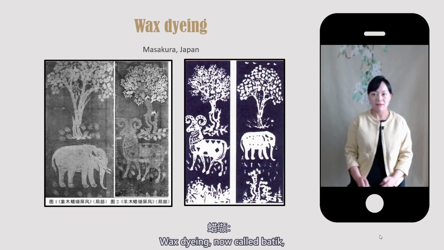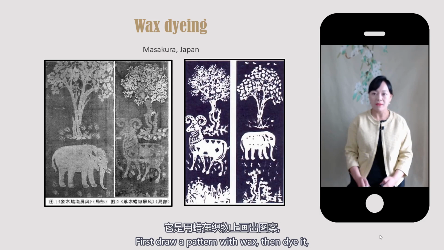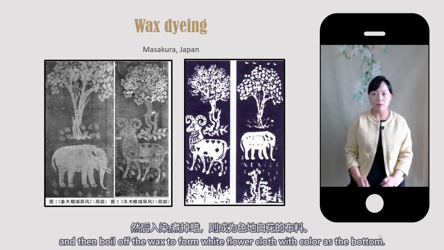Wax dyeing, now called batik, 蜡染, is a method of dyeing fabrics with wax. First draw a pattern with wax, then dye it, and then boil off the wax to form a white flower cloth with color at the bottom.